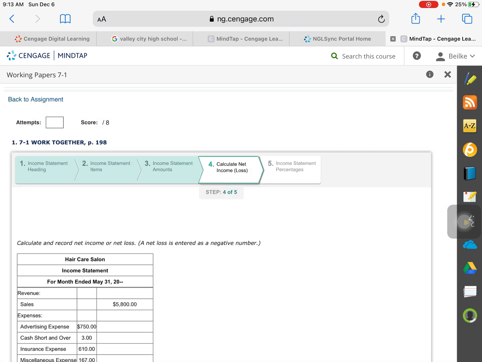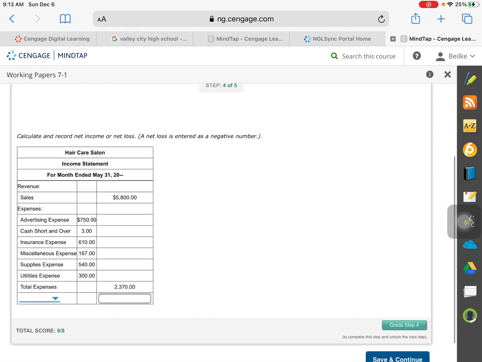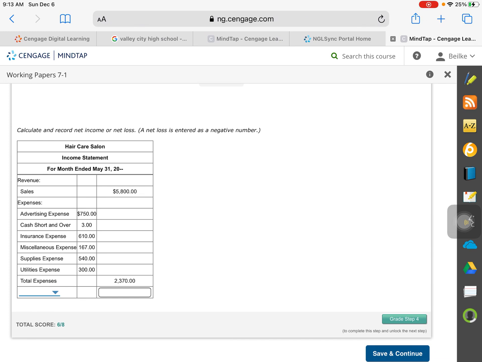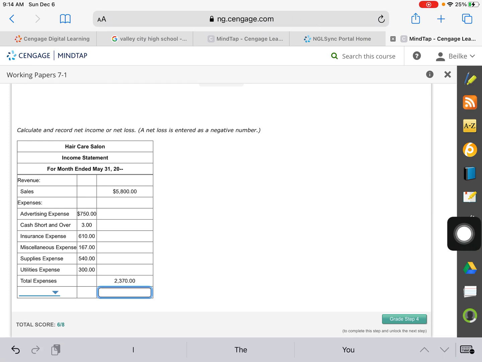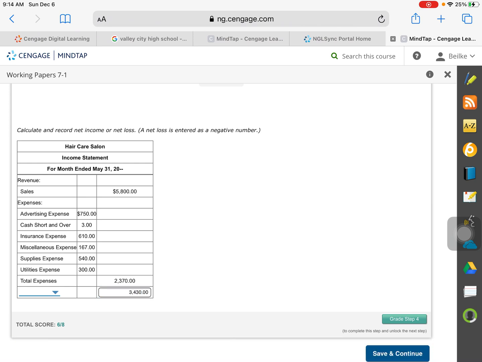Going on to the next step where we're going to calculate net income or net loss. Okay, this is what we've plugged in from before. To figure out the difference, we take 5,800 minus 2,370, and we come up with 3,430. You will notice that your revenue is greater than your expenses, so therefore you have a net income of $3,430.